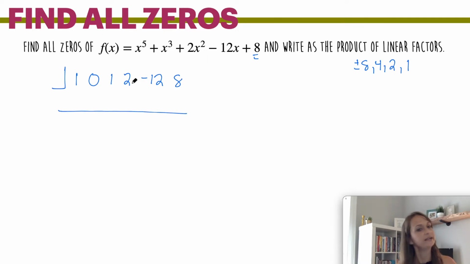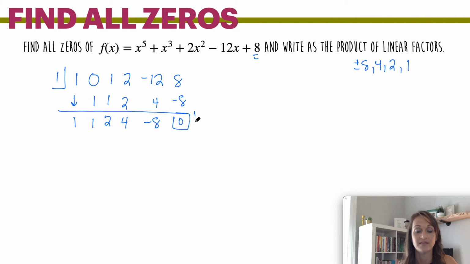I'm just going to try 1. Let's see what happens. I plug in 1, multiply, add, multiply, add, multiply, add, multiply, add, multiply, and add. Okay, that worked great. I got a remainder of 0, which means I know that one of my zeros is 1. I'm looking for 5 zeros.